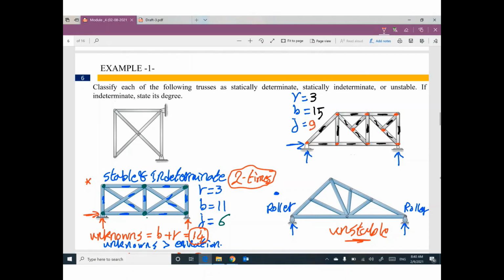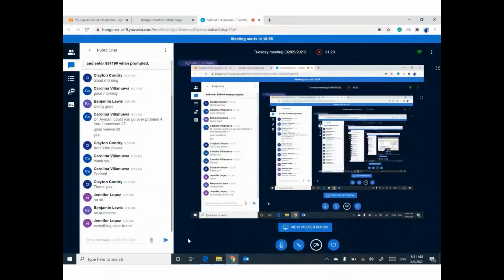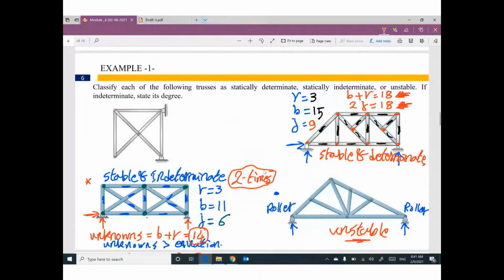B plus R equal 18. 2J equal 18. Number of unknowns equal number of equations. This structure will be stable and determined. That makes sense? Guys, if you have any question, let me know.